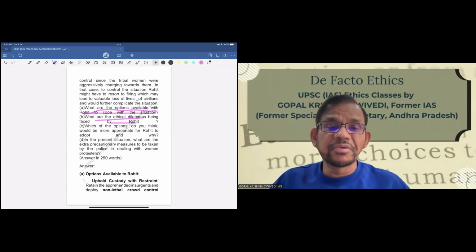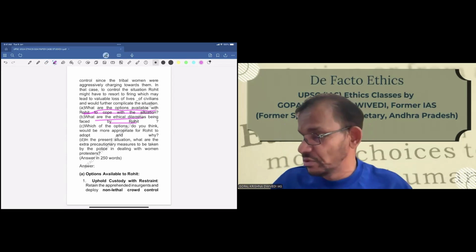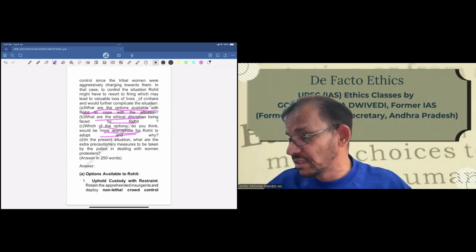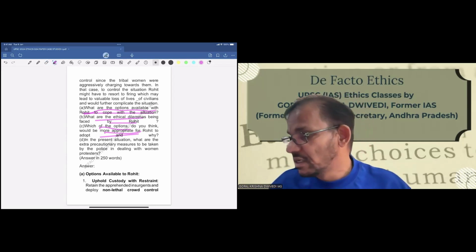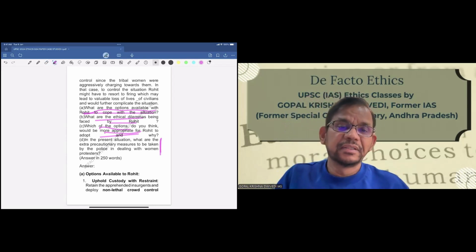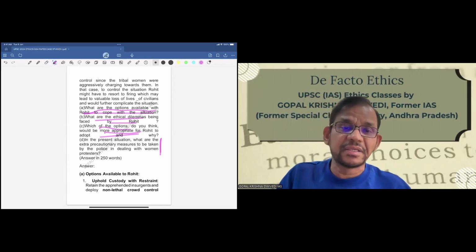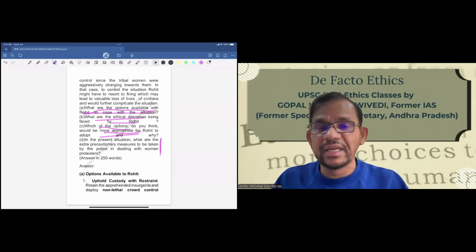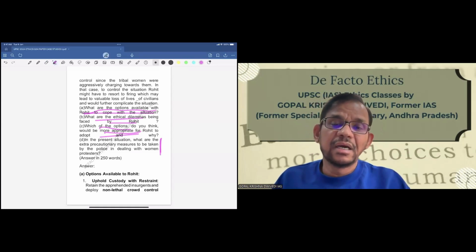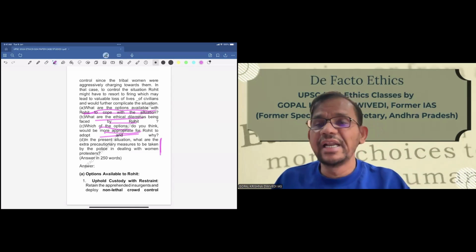Third is, which of the options do you think would be more appropriate for Rohit? So again, you have to tell which are the options. And in the present situation, what are the extra precautionary measures to be taken by the police in dealing with women protesters? So basically, you have to tell what are the options, then what are the ethical dilemmas faced, then which option is justified in this situation. You have to again quote various ethical theories, and then a particular case has been asked regarding what are the extra precautions you have to take while dealing with women protesters.